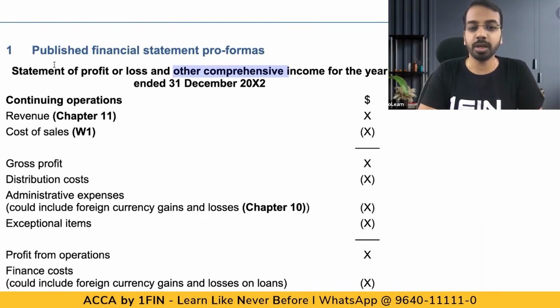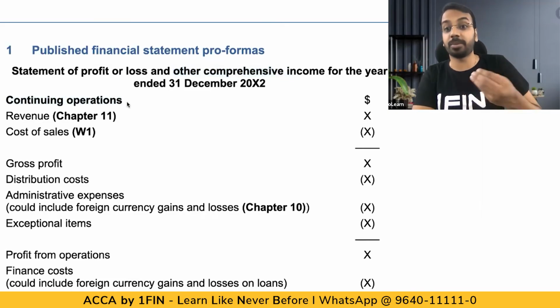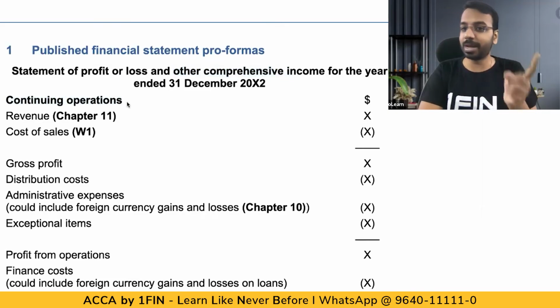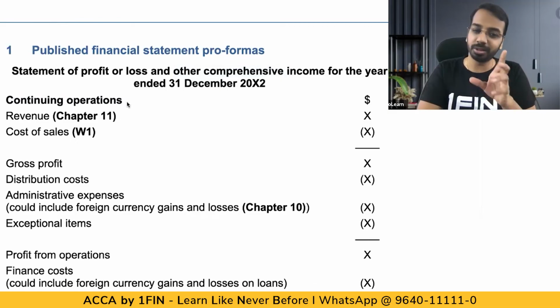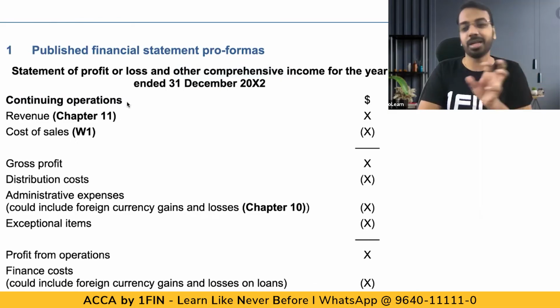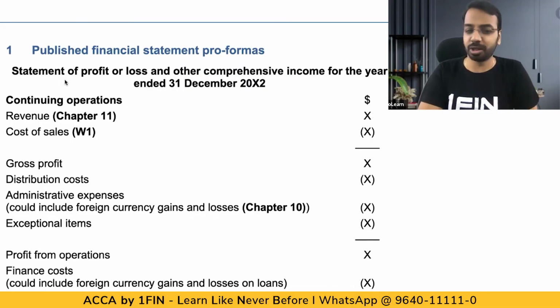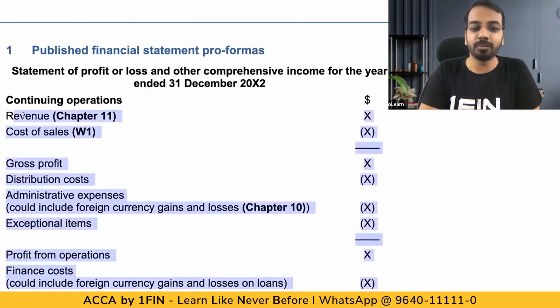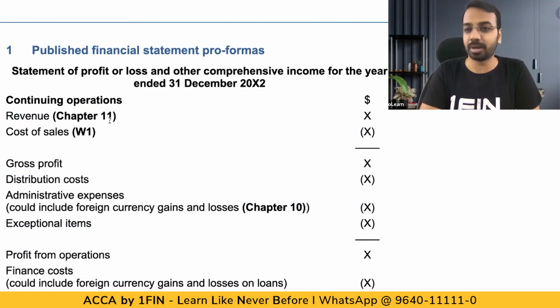So you have the statement of profit or loss, continuing operations first. These are operations which are being continued. If you remember, there is one chapter which talked about discontinued operations. So there are continuing operations and discontinued operations. Ignore this for now. You have revenue. Revenue will be covered in chapter number 11: how to recognize, what to recognize, how much to recognize.